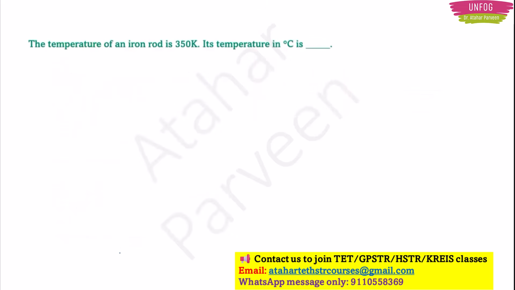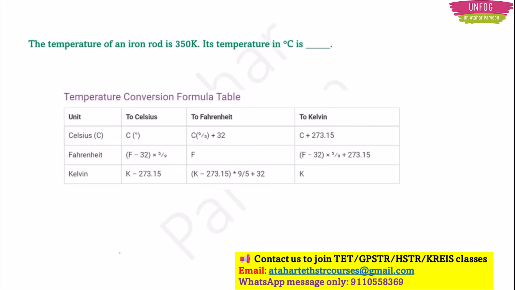Okay. Next question. The temperature of an iron rod is 350 Kelvin. Its temperature in degree centigrade is? See, this question I am not going to solve. You have to answer this question. This is an assignment for you. Okay. You can comment it in the comment section. I'll be glad to know your answers. I am giving you a hint. The table itself is the hint. You have to find the relation which is required for this numerical and then calculate.